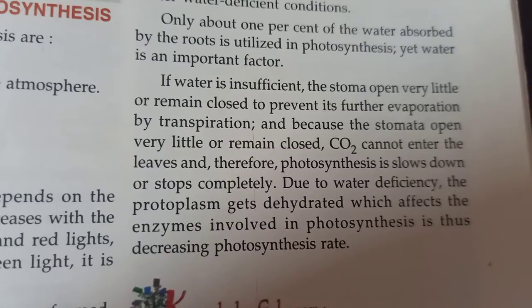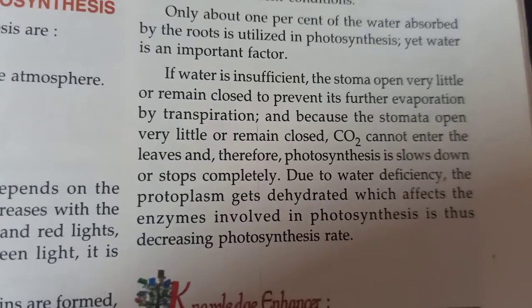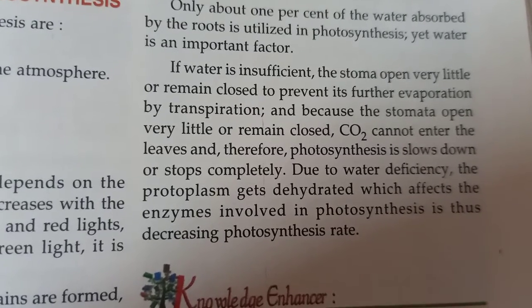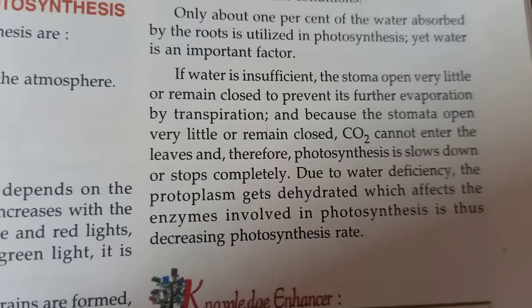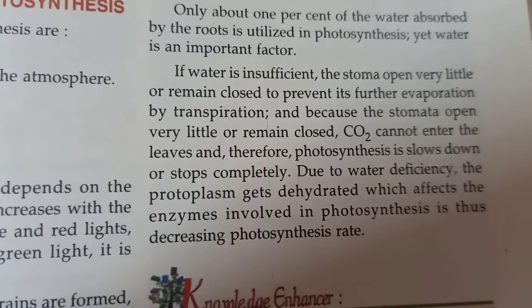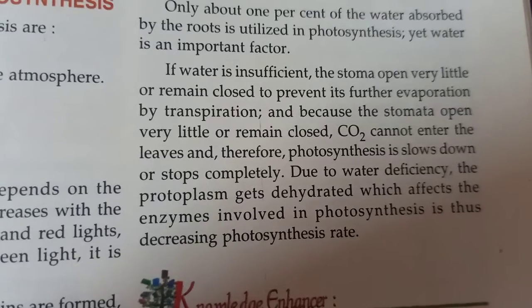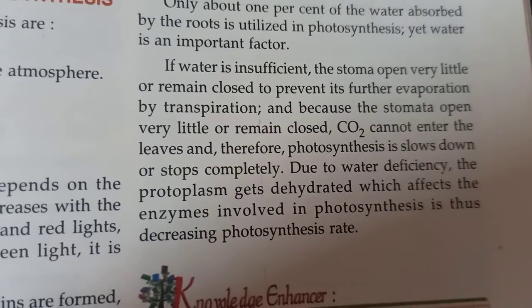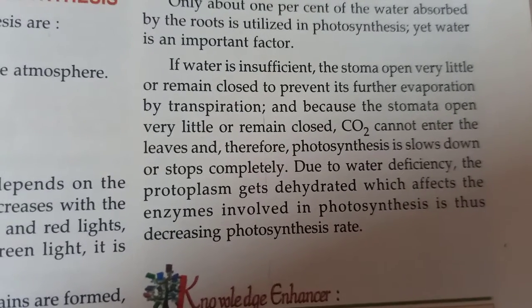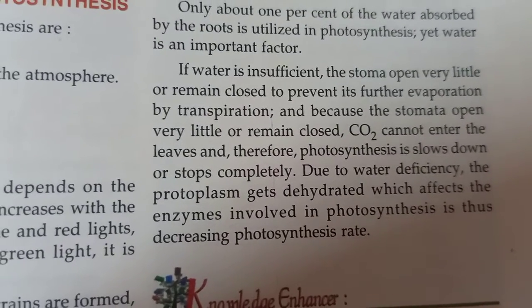Now, due to water deficiency, the protoplasm gets dehydrated, which affects the enzymes involved in photosynthesis, thus decreasing the photosynthesis rate. You can see here how important water is for the process of photosynthesis, because if the water is insufficient, the stomata open very little, and because of this the carbon dioxide cannot enter into the leaves, and the rate of photosynthesis slows down or stops completely. So water is also very essential in the photosynthesis process.